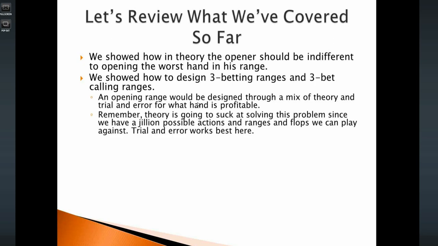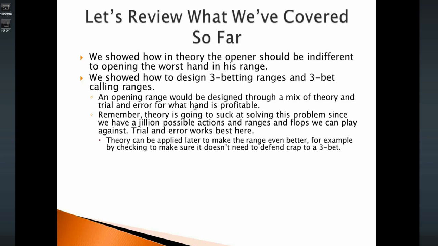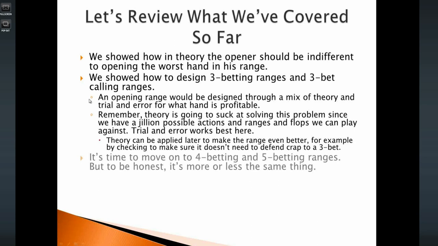Remember, theory is going to suck at solving this problem since we have a jillion possible actions and ranges and flops we can play against. Trial and error works best here. Theory can be applied later to make the range even better, for example by checking to make sure it doesn't need to defend crap to a 3-bet.